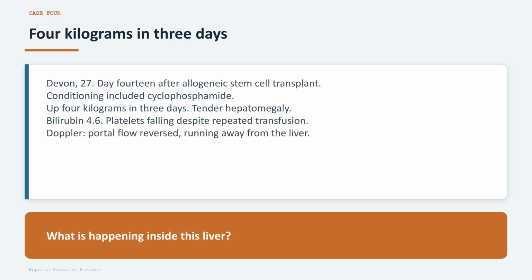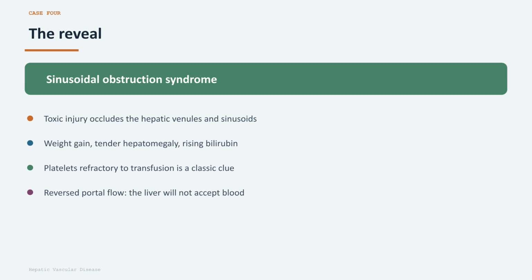So what is happening inside this organ? This is sinusoidal obstruction syndrome. A toxic insult has injured and occluded the small hepatic venules and the sinusoids themselves. The liver will not accept blood, so flow in the portal vein reverses, and everything backs up. That gives you the picture at the bedside. Rapid weight gain, a tender enlarged liver, ascites, and a rising bilirubin. And notice the platelet count falling despite transfusion. That is one of the classic clues, and it usually shows up early.